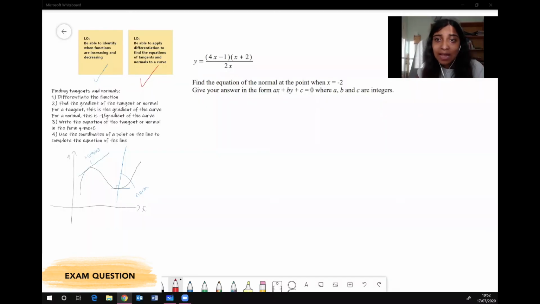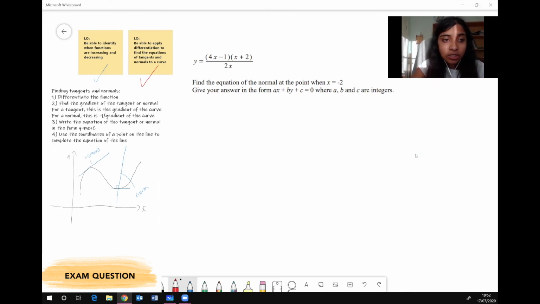Okay, so we have an exam question here. Feel free to pause the video and try it out for yourself again. So we have y equals (4x minus 1)(x plus 2) over 2x, and we want to find the equation of the normal at the point when x equals minus 2. And we want our answer in the form ax plus by plus c equals 0.